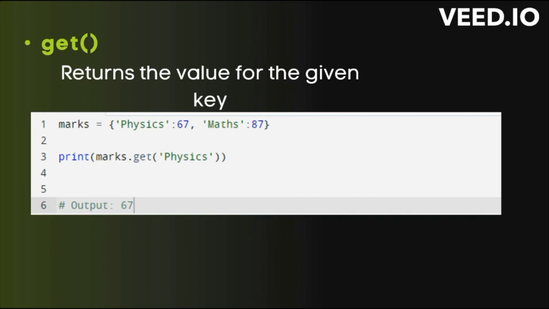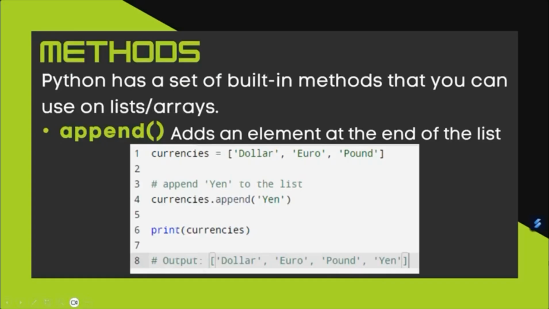And the get function. The function get returns a value from the given key. If the key is not available, then the default return value is None. It's an easy way of getting the value of a key from a dictionary without raising an error.